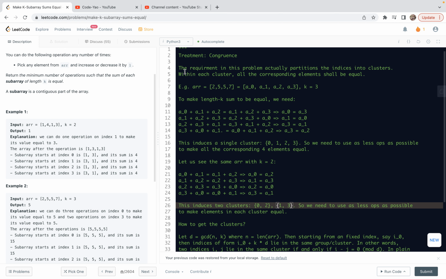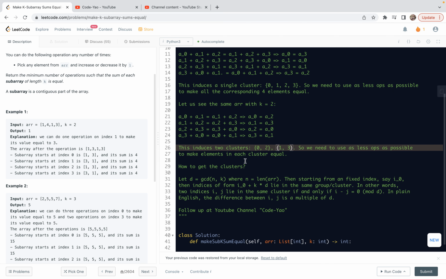So let's recall this sentence. The requirement in this problem actually partitions the indices or corresponding elements into clusters. And within each cluster, all the corresponding elements shall be equal. So here is the question: how to get the clusters? Here actually involves some math, still some elementary math.